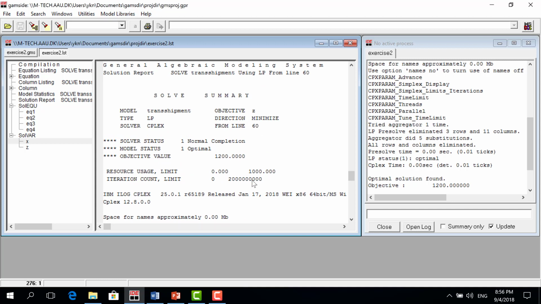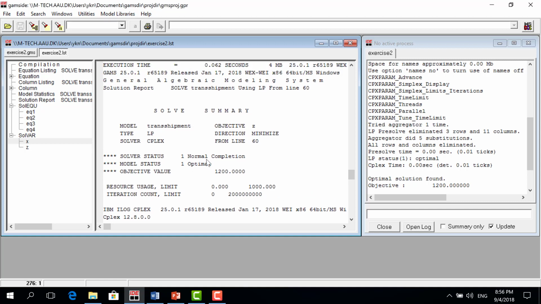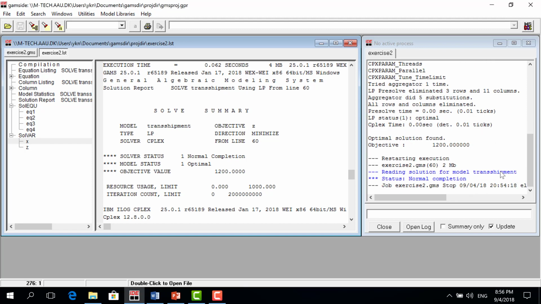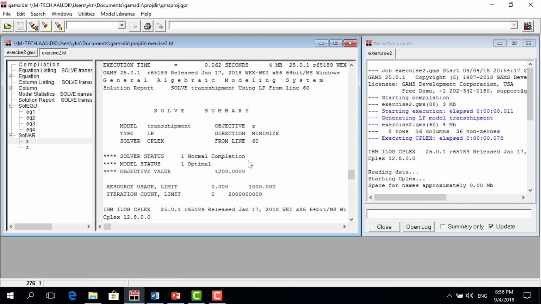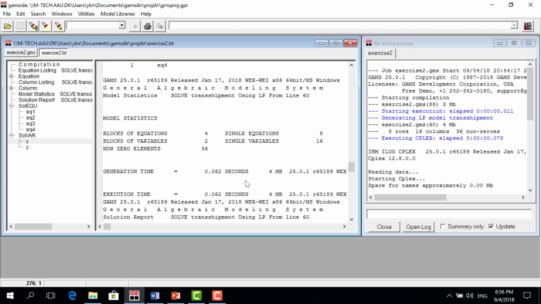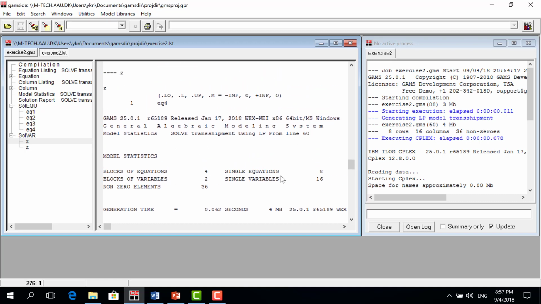I don't know how many iteration here we have. Maybe millions iteration. Oh, sorry, this is the limit, right? But actually we have 1,000 iterations, and it is optimal. Is there any information about the gaps? There is no. This model statistics tells us that we have 16 variables, 16 single variables. We have 4 blocks of equation. We have 8 single equation.